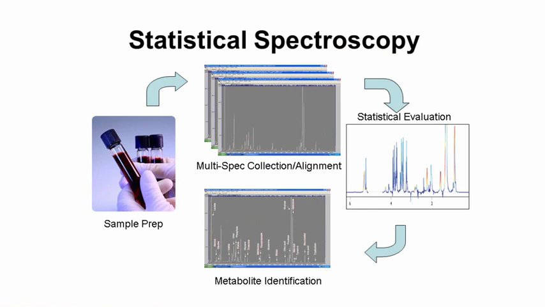So here what we're doing in statistical spectroscopy is we will start with samples, many samples. We'll collect many spectra. We'll not only collect the spectra, we'll scale them, we'll align them, and then we'll perform a statistical evaluation or a data reduction to try and reduce both the number of peaks that we're actually worrying about and identifying those that are significantly different.